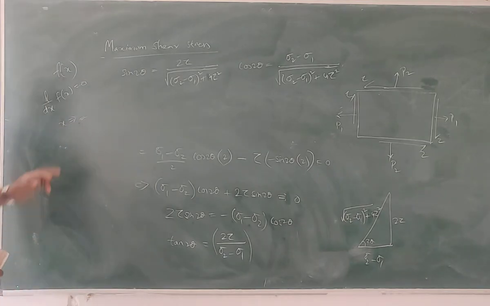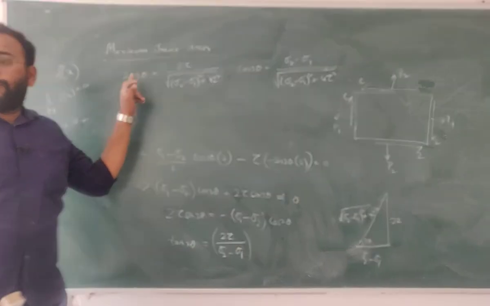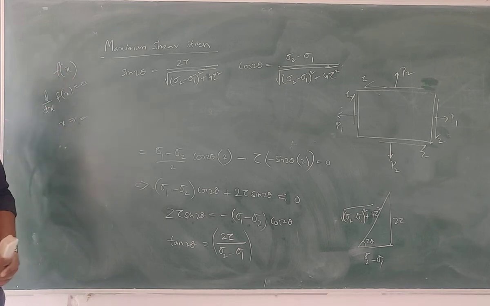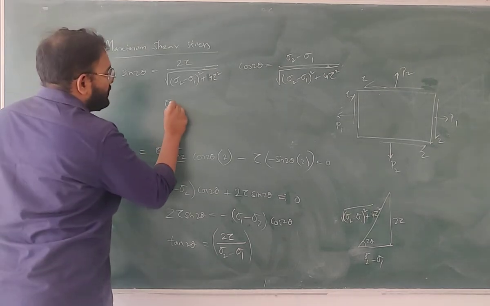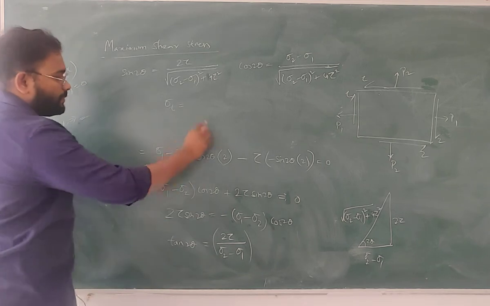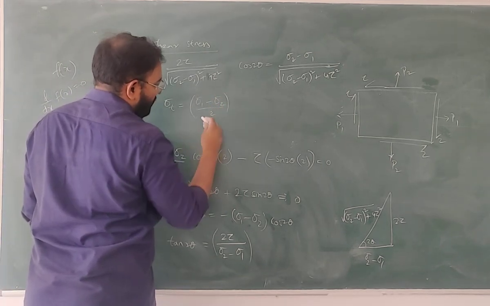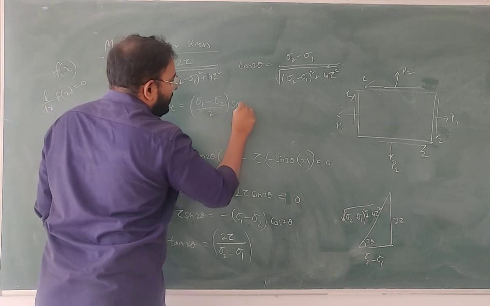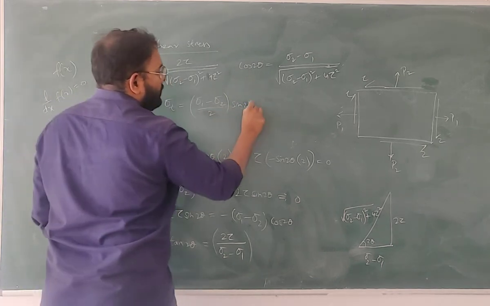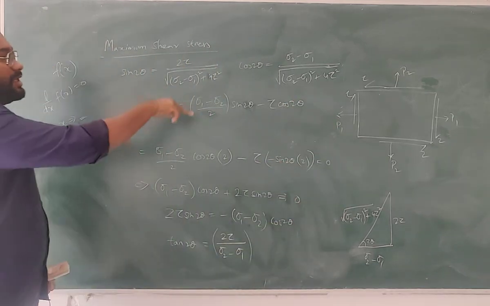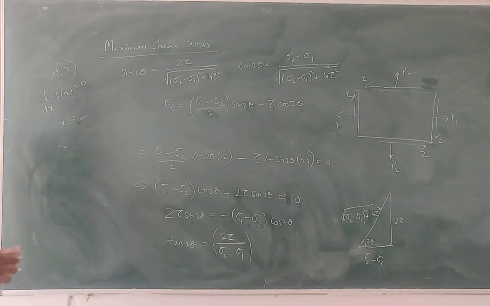Now we got the values of x here. Okay, now substitute these back in the equation of sigma t. What is the equation of sigma t? Sigma 1 minus sigma 2 by 2 into sin 2 theta minus tau cos 2 theta. Substitute these two in this equation.